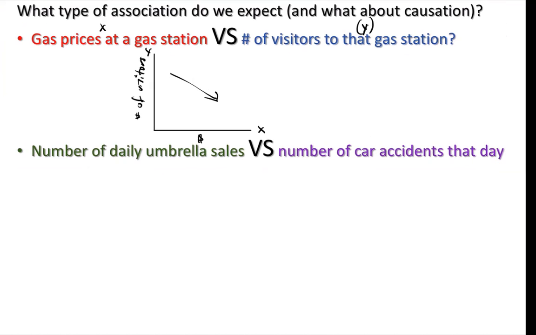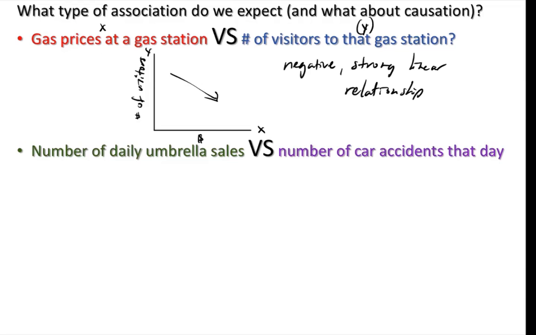Let's see. So let's write this down. Negative, we'll say strong, linear relationship. Okay.